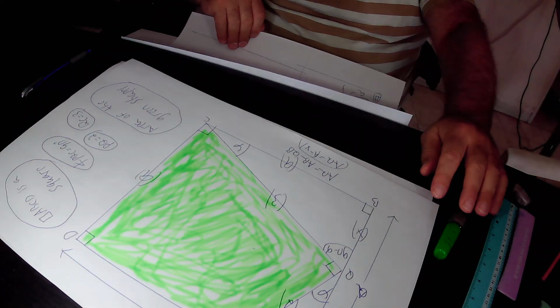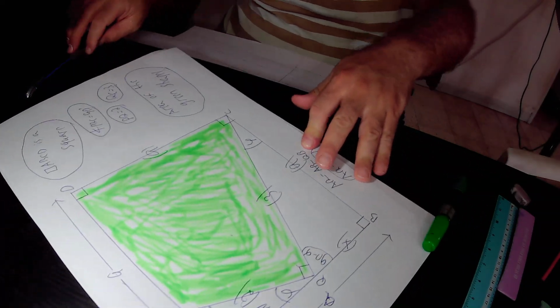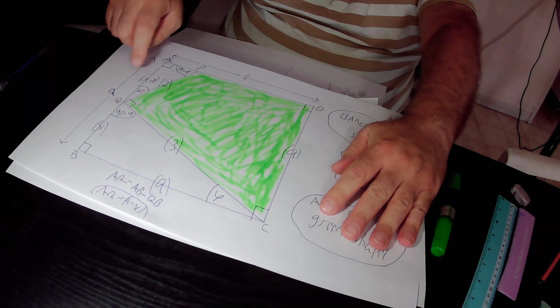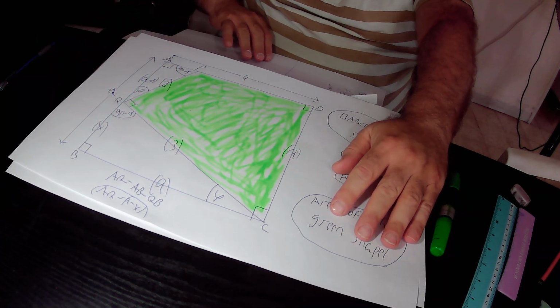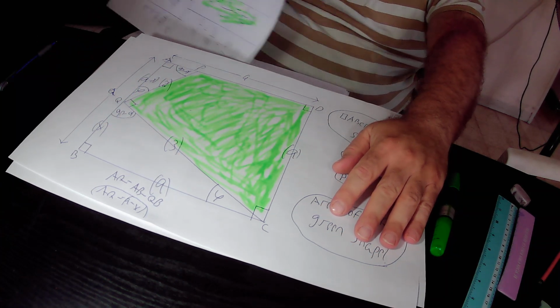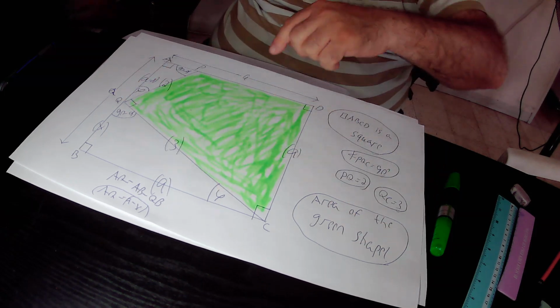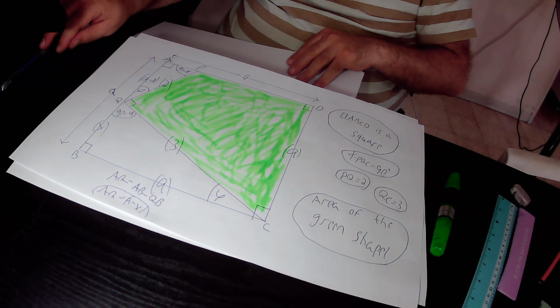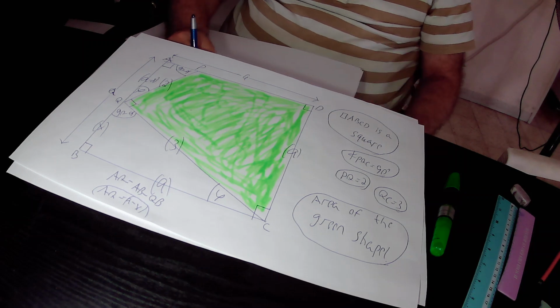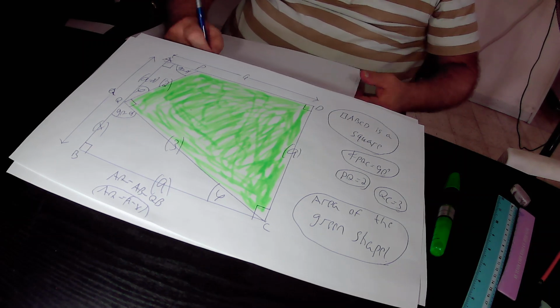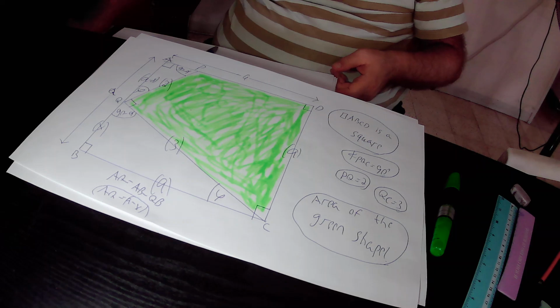In the next step, I'll copy this right triangle QBC onto a new page, and we will apply the Pythagorean theorem in this right triangle QBC. According to the Pythagorean theorem, in any right triangle, the square of the hypotenuse equals the sum of the squares of the perpendicular sides.